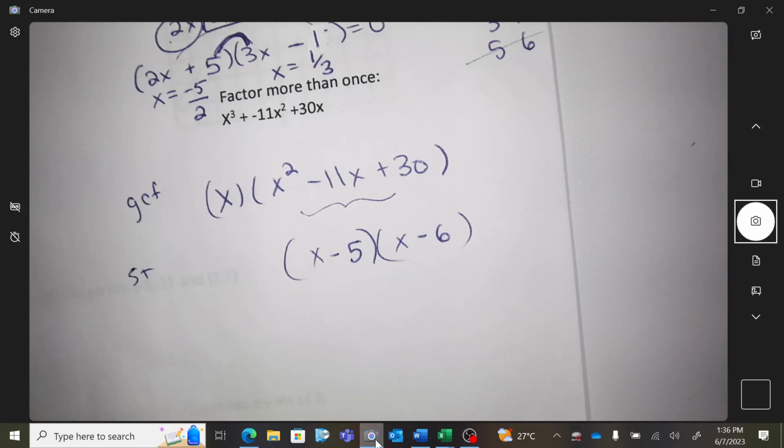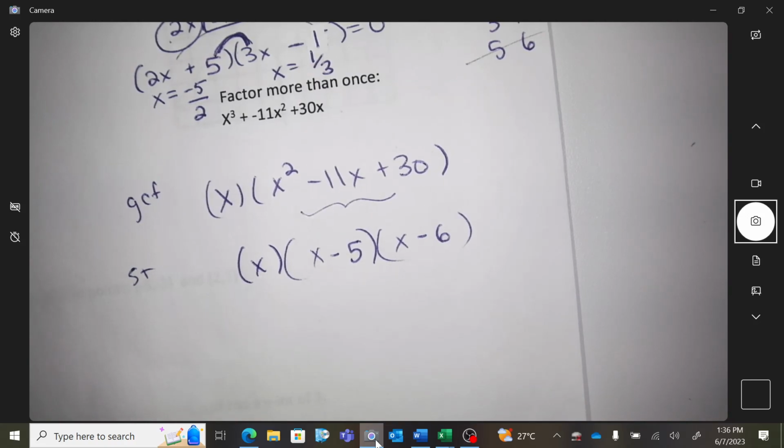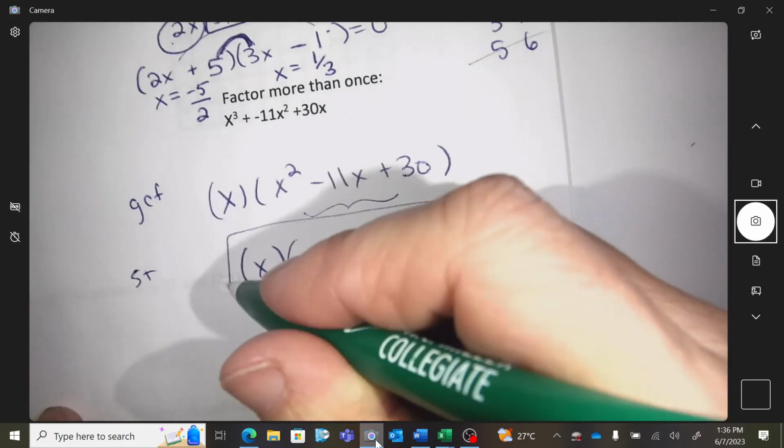And yep, this person has made a mistake. What mistake did I make here? I also need to include the x. Because if I was to multiply it back out, it should make it to the top. So I still need that extra x in there yet.